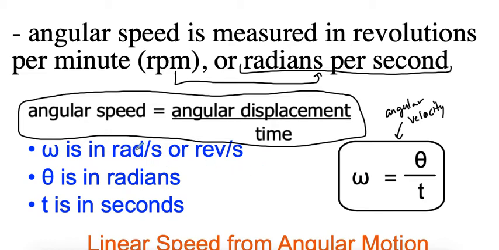So omega, again, is in radians per second or revolutions per second. Up here we had revolutions per minute. When we're working with revolutions, it really depends on what the problem is asking for. I would say 9 times out of 10, I'm going to convert everything to radians and seconds. So theta, that's a Greek letter theta, is in radians, and t is time, which is seconds. Remember, theta is just the angle, so if we have degrees, we're going to have to switch them all into radians.